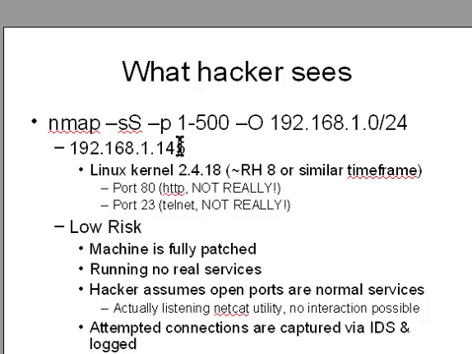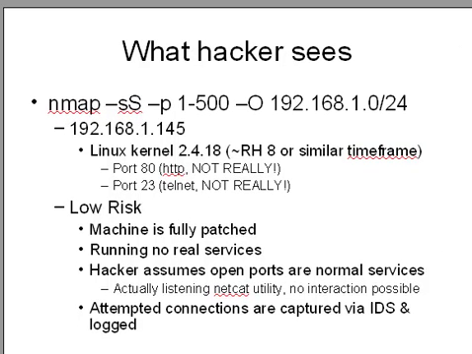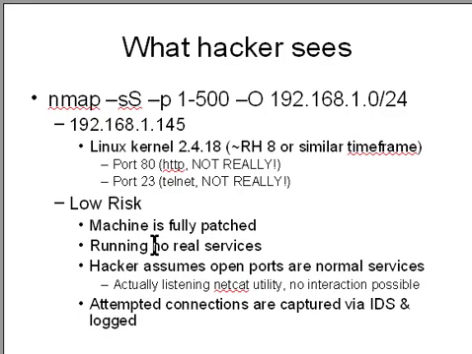And so they're going to find that this computer is up and running, and the fingerprinting scan is going to tell them that this is a Linux kernel 2.4.18. So it's going to be in the Red Hat 8 similar time frame. And the ports that are open are going to indicate that port 80 is up and port 23. So there may be exploits that are available for this operating system.